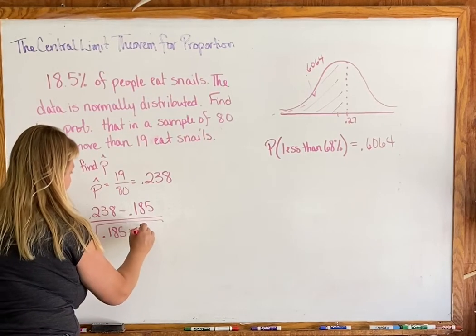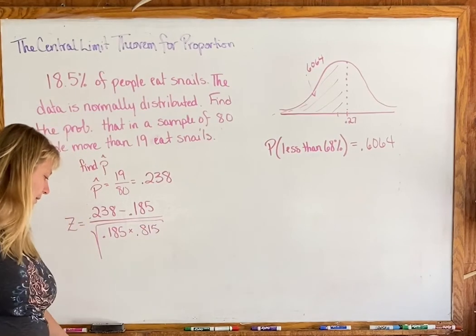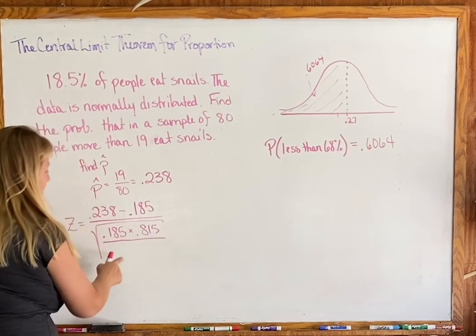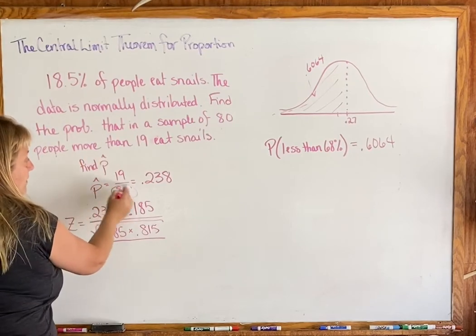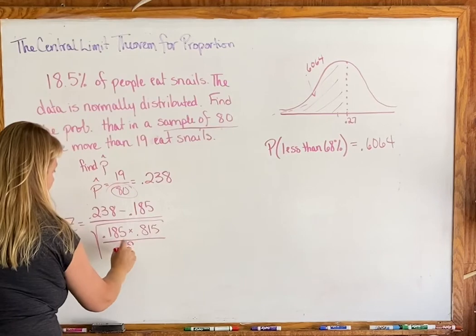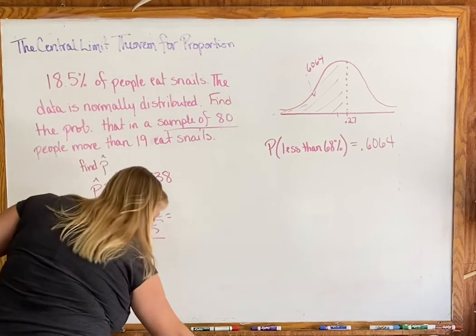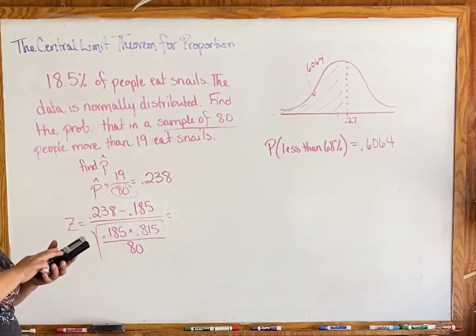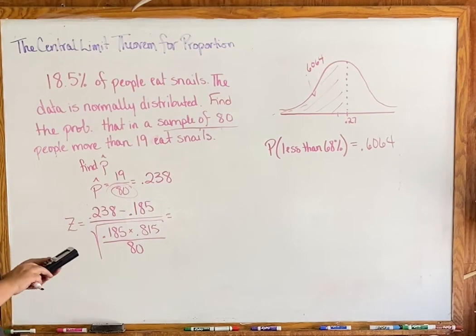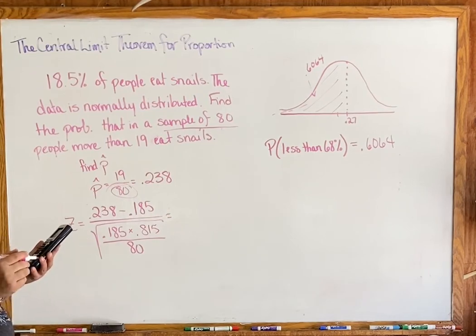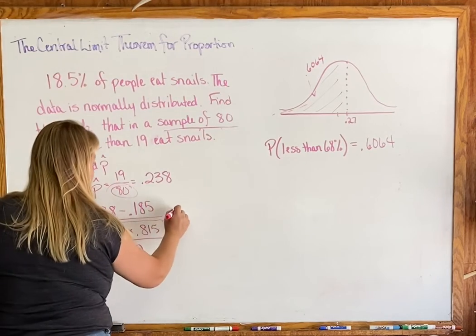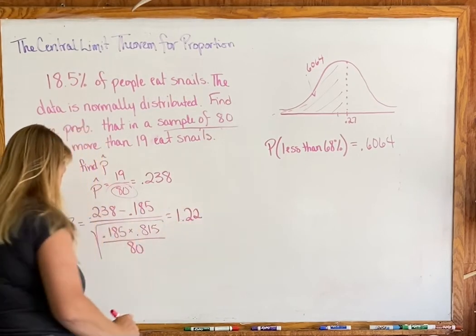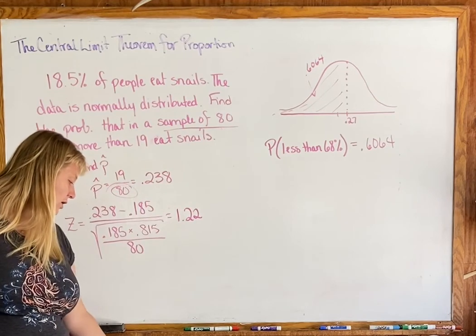So 0.815. And then this time we're dividing by our sample size, but now we've got more numbers in it. Remember that this guy is our sample, so divided by 80. So try this one on your own. Remember to hit enter after the top, divided by square root. And hopefully you will get the same thing I have gotten of 1.22 for a z-score.